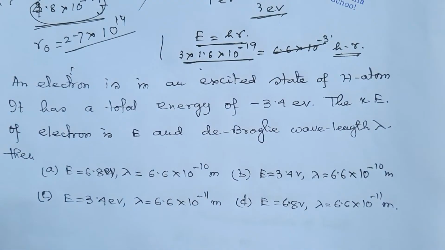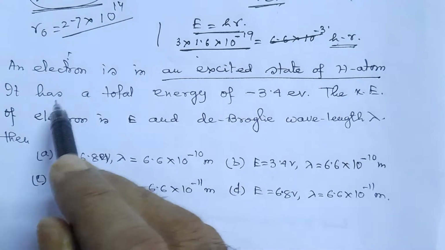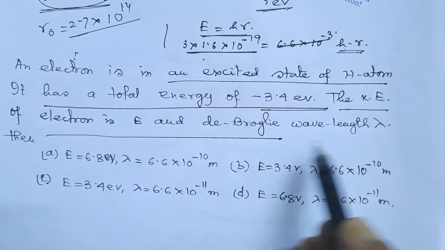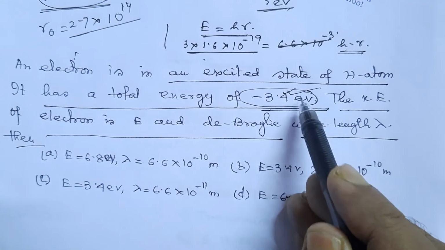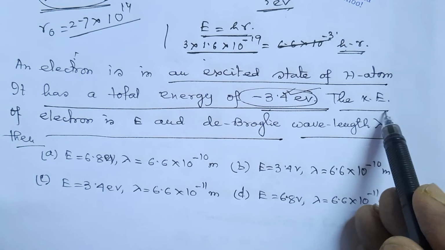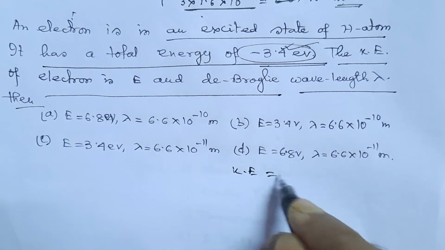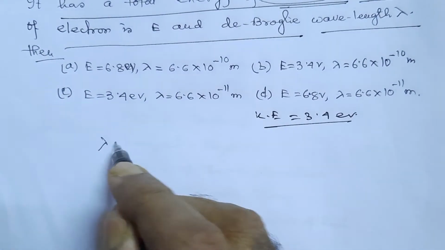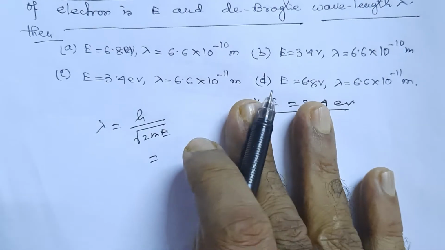Now see question number 35. An electron in an excited state of hydrogen has a total energy of minus 3.4 electron volt. The kinetic energy of the electron is E, and the de Broglie wavelength is lambda. The total energy of the orbit and the kinetic energy are numerically equal. So the numerical value of kinetic energy is 3.4 electron volt. Now we have to calculate the de Broglie wavelength. Lambda equals h by root over 2mE.